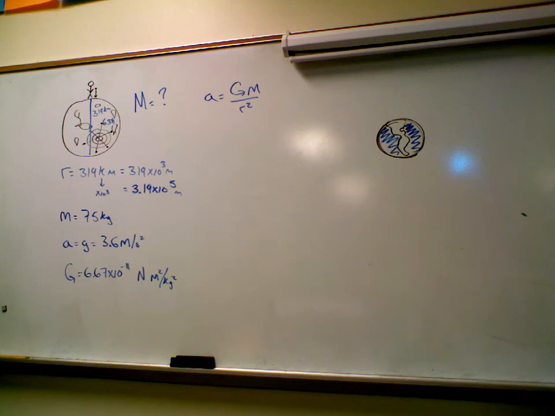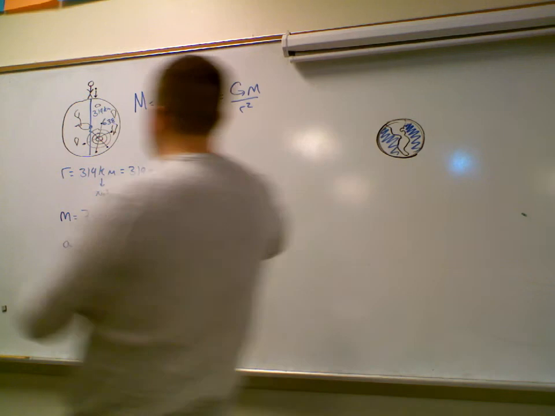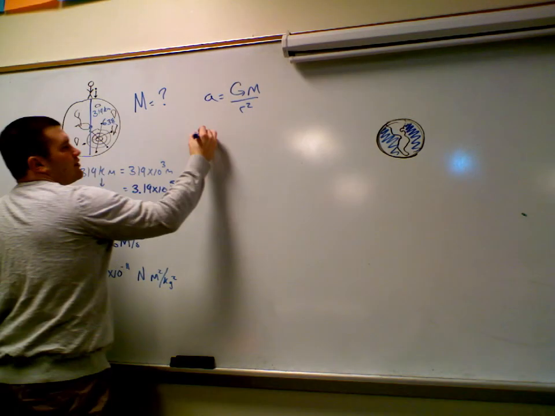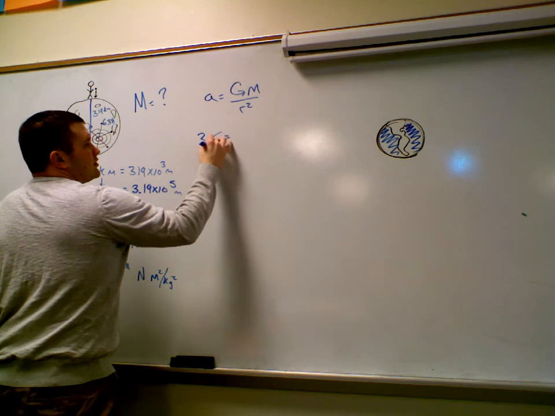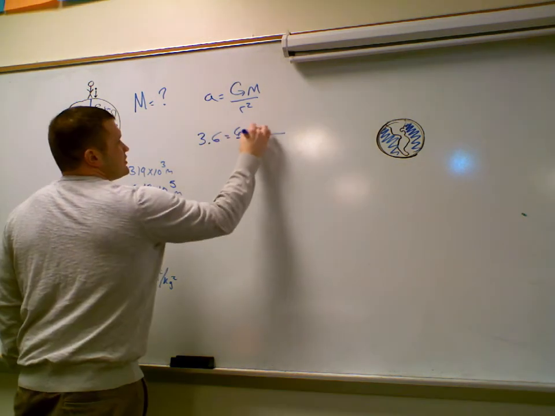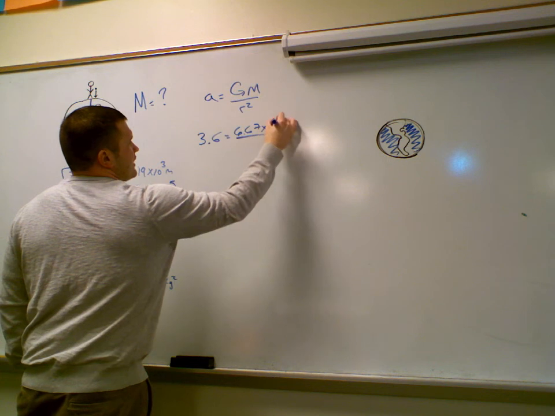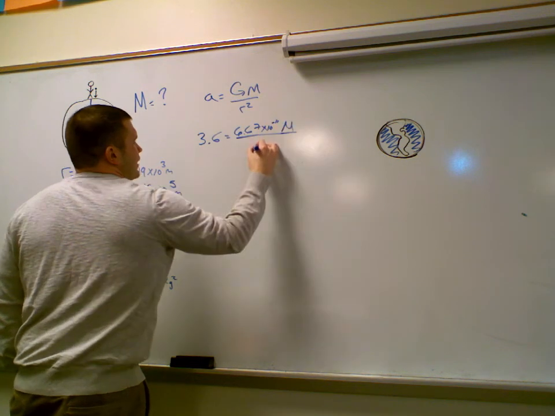So acceleration equals G, big M over R squared. We want to find big M so we can start plugging things in. What's a? 3.6. Big G is 6.67 times 10 to the negative 11. We don't know M. And R.